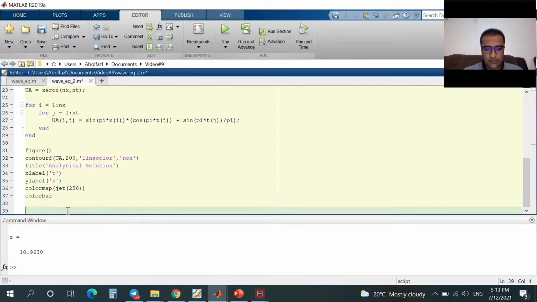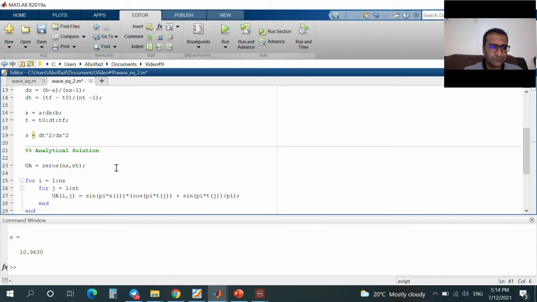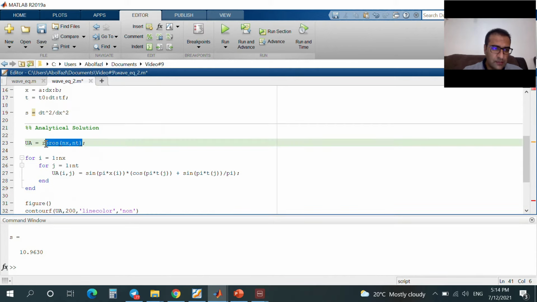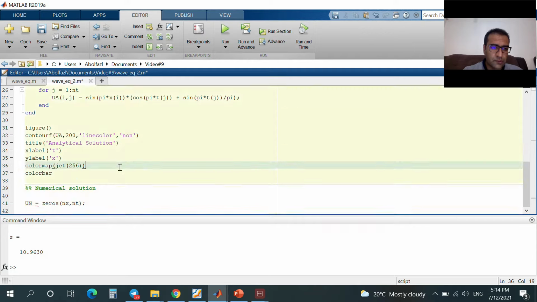And here we want the numerical solution, right? Again, similar to the analytical, let's assign a memory for this numerical solution, and we define it UN. UN again is zeros, NX, NT. I just copy it from here and paste it here, right?